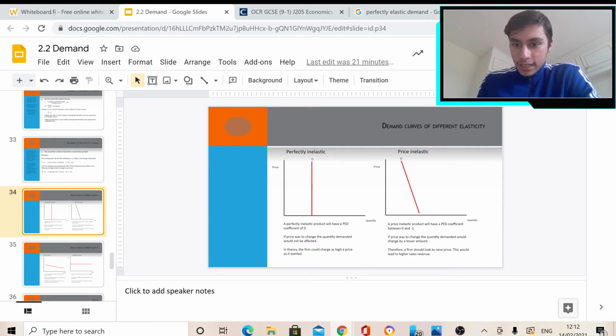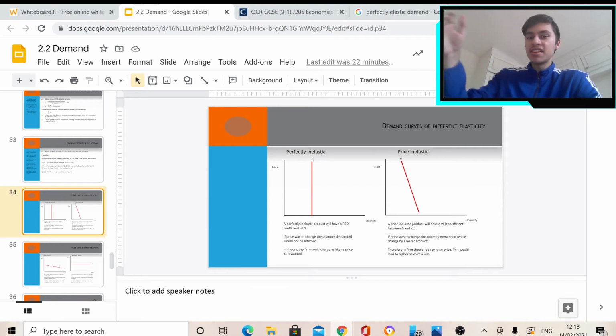Now, this is price inelastic. Price inelastic means demand is very less responsive. As you can see, the price changes, but the demand only changes by a bit. If the price was to change, the quantity demanded would change by a lesser amount, as it's written here. Therefore, a firm would look to raise price. Why not? They see that they can increase the price and the change in demand would be very little, so the change in price would compensate for it. As a result, they'll get a higher revenue.